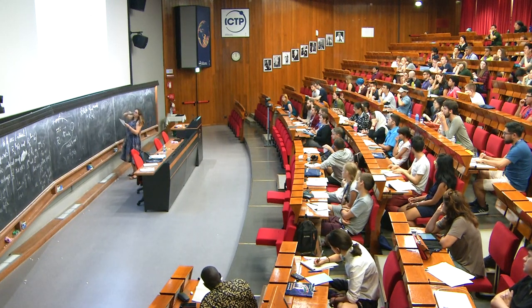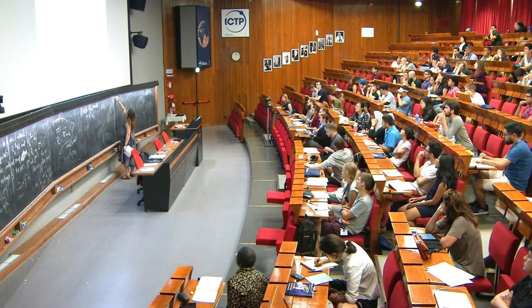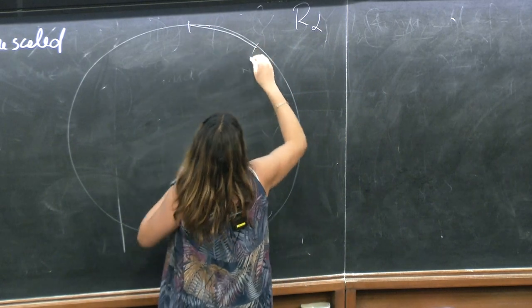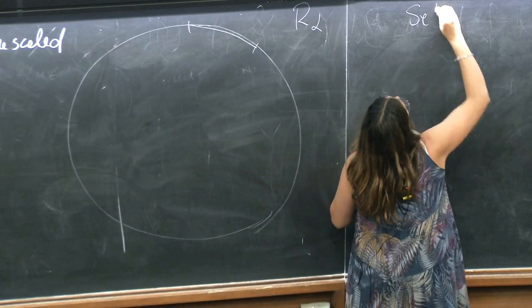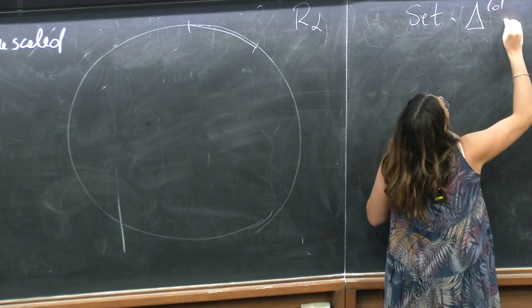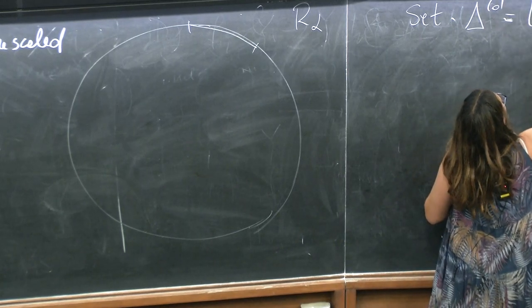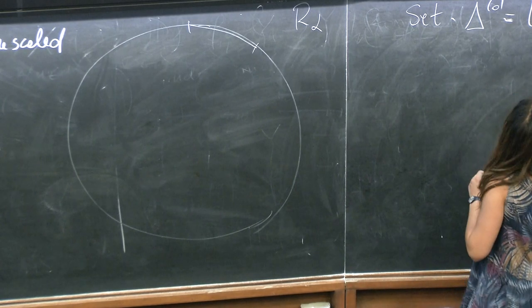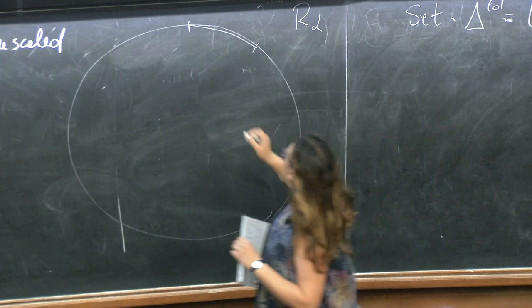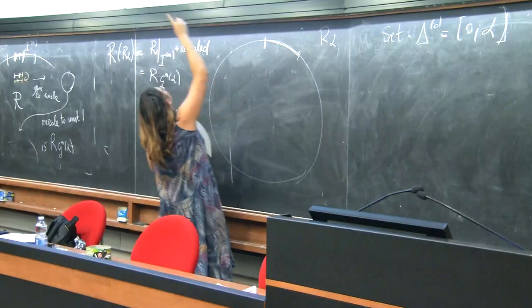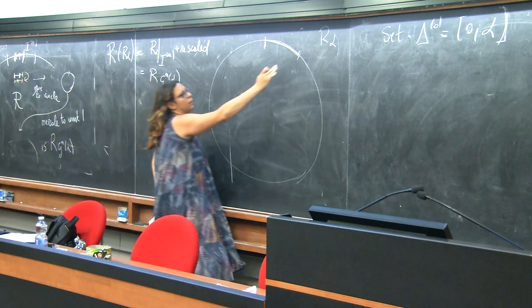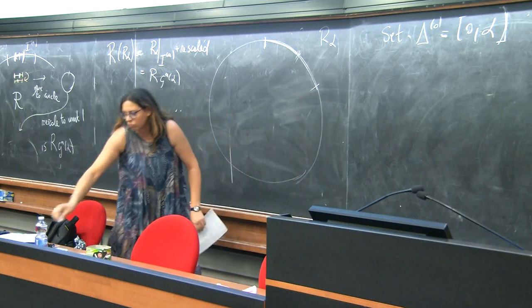OK, so we consider our rotation by alpha. And the first interval I want to look at, I want to set delta 0 to be 0 alpha. Actually, all these intervals, you could make them semi-open if you want. So this is my first green interval in this picture. Maybe it's bigger in my picture, and maybe I'll do it green also here.